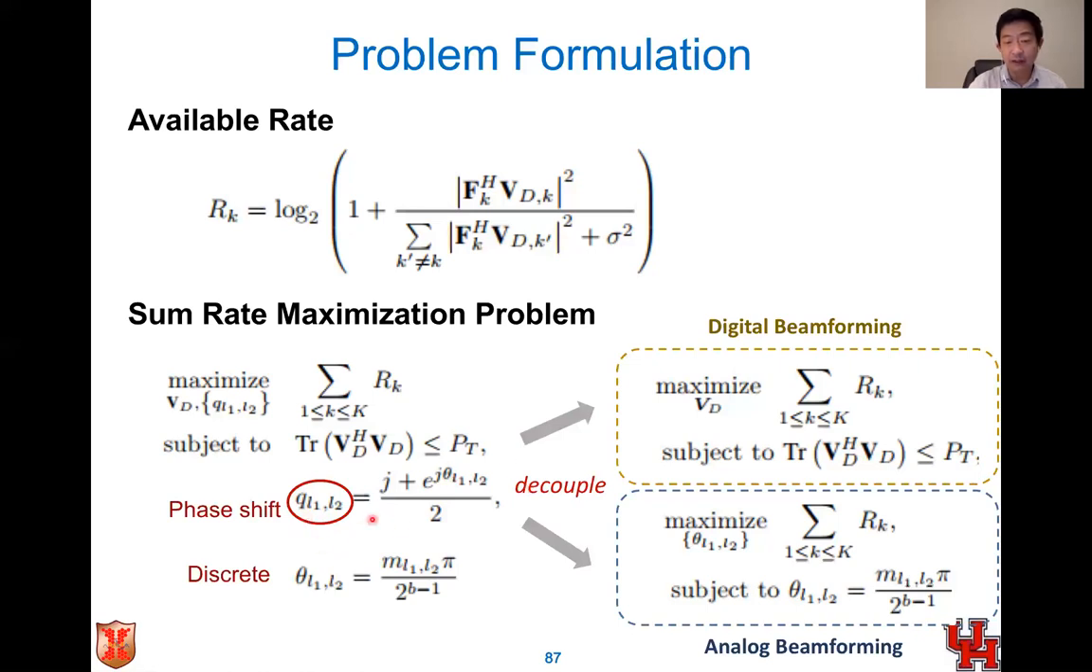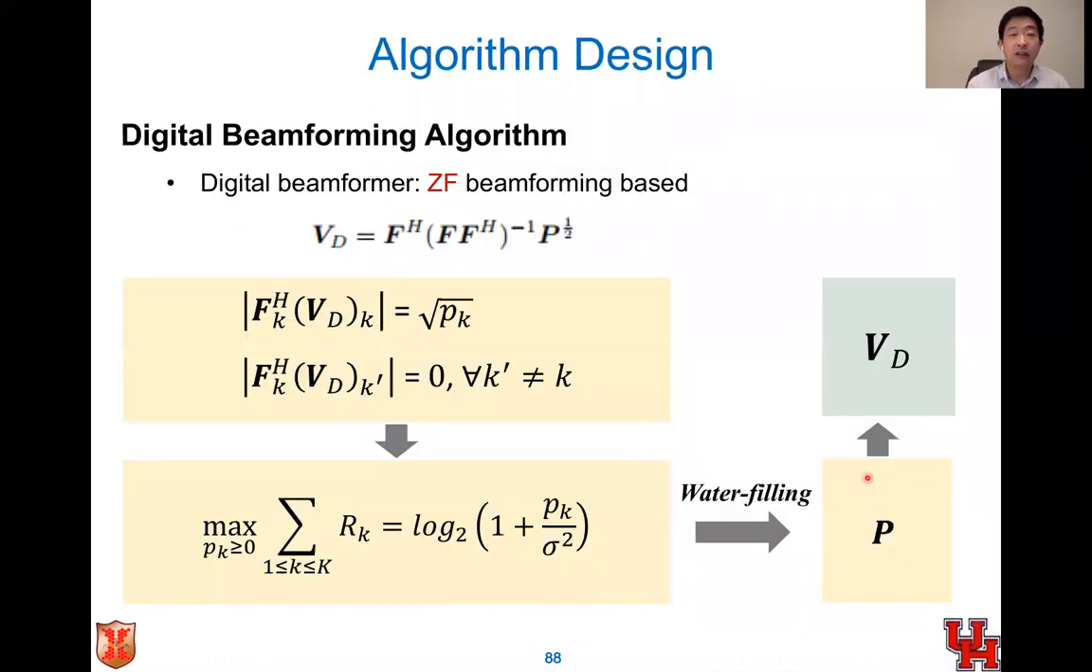Moreover, this phase shift is also discrete. And even though it is coupled, we want to decouple the solution. We try to solve the digital beamforming first, then the analog beamforming, and then iterate to converge to the solution. For digital beamforming, we use zero-forcing beamforming, and because the overall power is controlled, obviously the solution is a water-filling solution. Basically, it is a water-filling solution.